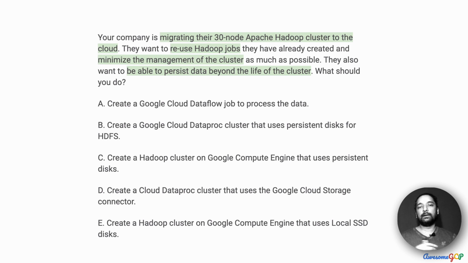Another requirement is that the data that we use and process as part of this Hadoop cluster should live beyond the life of the cluster. So in shifting to Google Cloud and minimizing the management around the cluster, we're probably going to pick a managed service. And this managed service is going to bring up a cluster and bring it down. When it does that, the data corresponding to that cluster should not be lost. What is the right approach now?